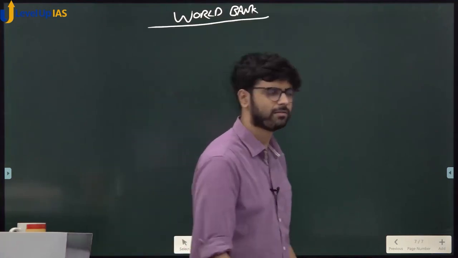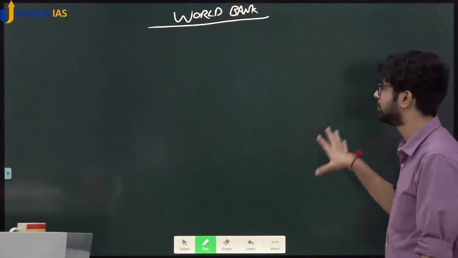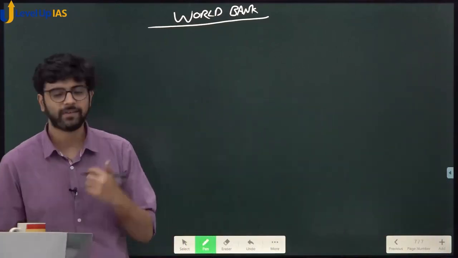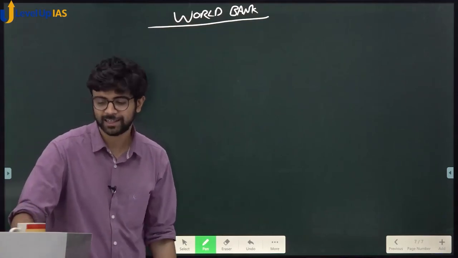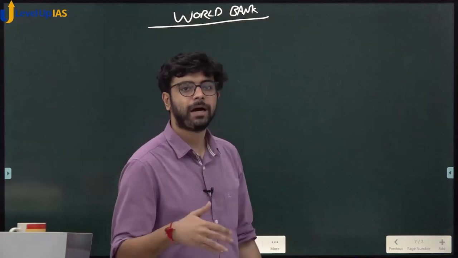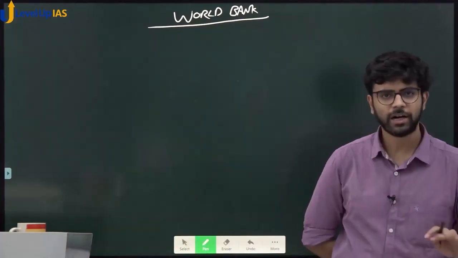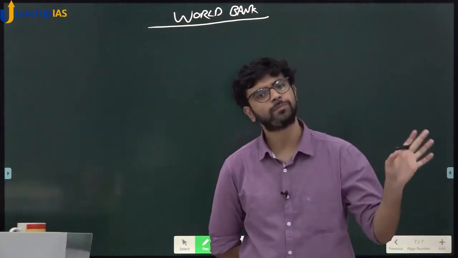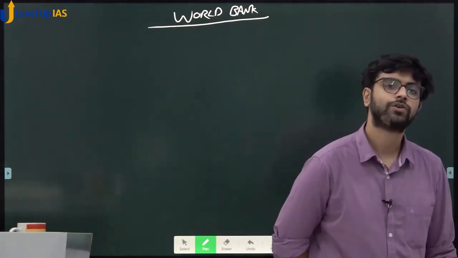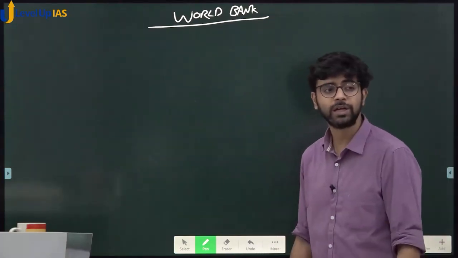Okay, IMF done, finished. World Bank, this is very interesting and this is very juicy also. I like this. Our fights keep happening with the World Bank, right? So is World Bank a part of Bretton Woods Institutions, yes or no? Yes. So all the history is the same, Bretton Woods Institution, post-war, yes or no? What is the main objective of IMF? To ensure macroeconomic stability, yes or no?